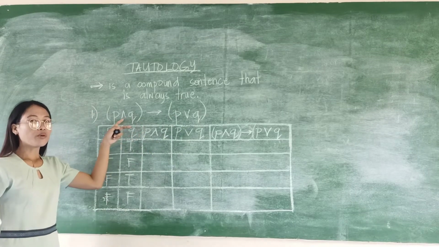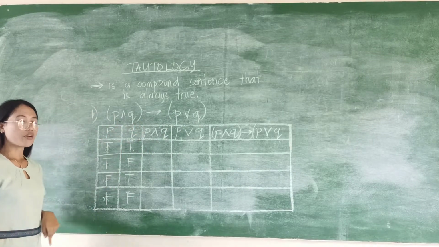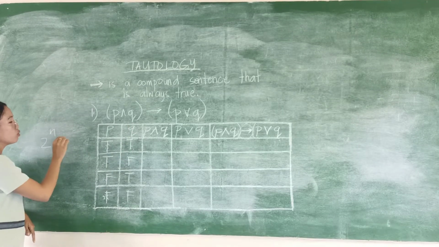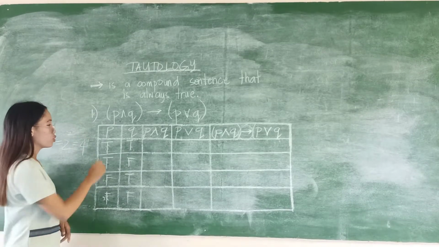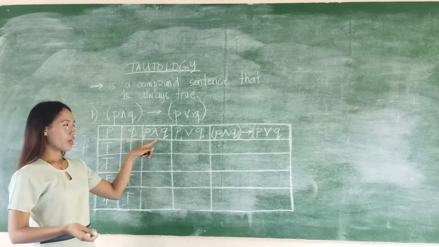So in this example, there are two statements, P and Q. So let's get its number of rows. So we use the formula 2 to the power of n is equals to 2 to the power of 2 is equals to 4. So we have 4 rows, 1, 2, 3, 4. So let's get the value for P and Q.